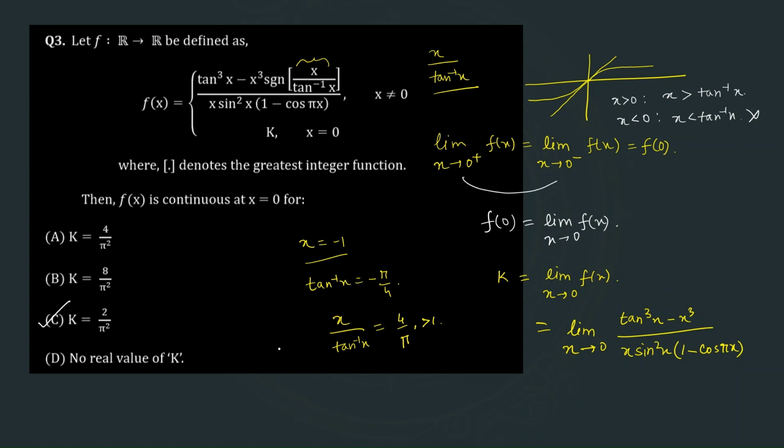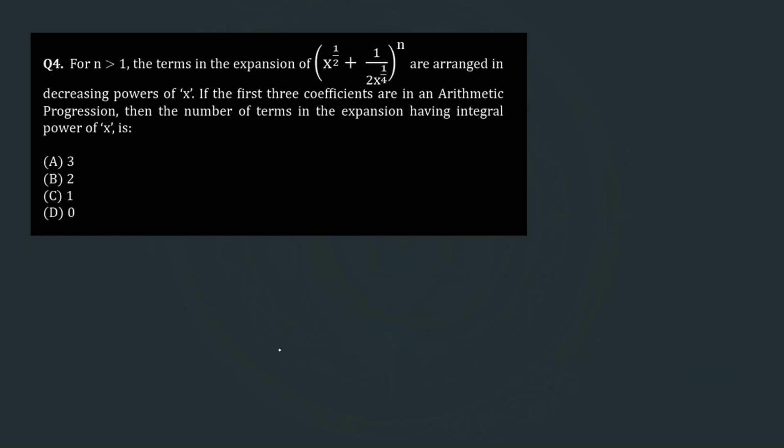I hope you understood this question. Let's proceed with the next question. It is question number 4. Here it says, for n greater than 1, the terms in the expansion of this are arranged in decreasing powers of x. If the first three coefficients are in an AP, then the number of terms in the expansion having integral power of x is what?